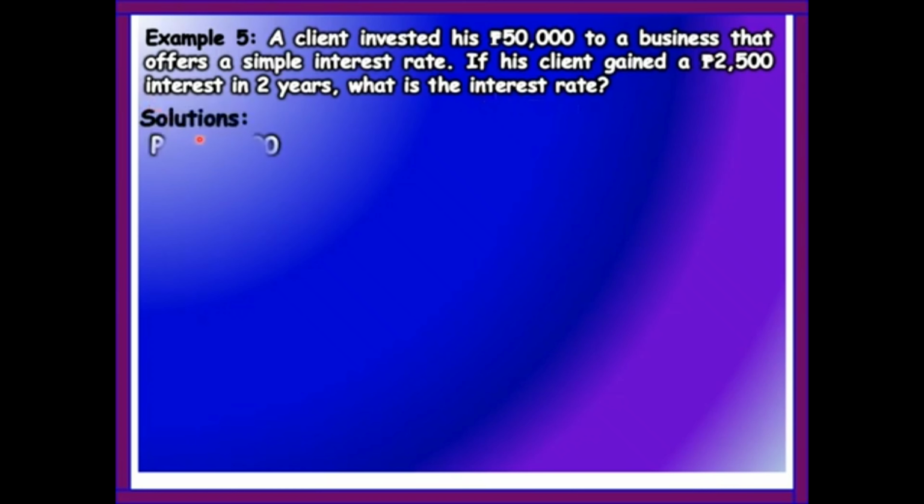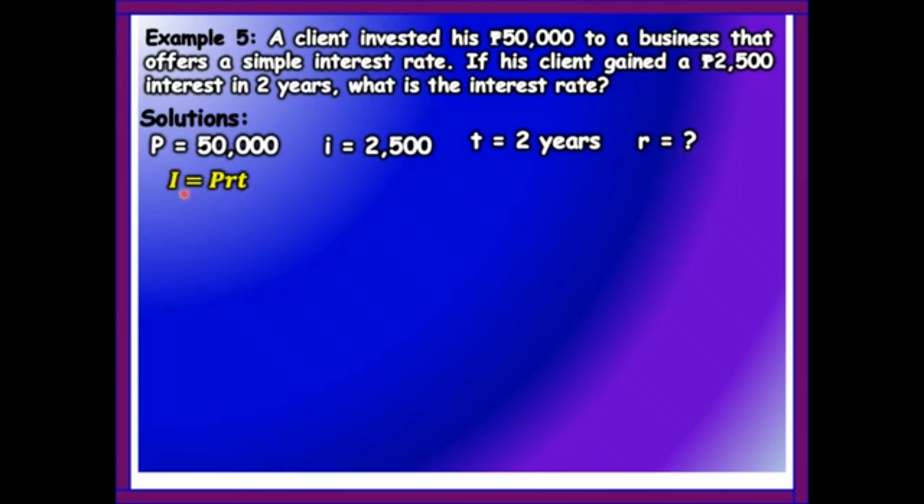So, the given here is the 50,000 pesos. Next, we have I equals 2,500 because that's already the gain amount or the interest after investing 50,000 pesos. And T equals 2 years. Since it's already in years, T equals 2. And we will look for the rate of interest, which is R. So, to find the value of R, we can use this formula, I equals P times R times T. Or we can also use the formula, R equals I over the product of P and T.